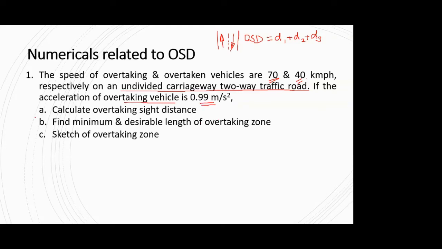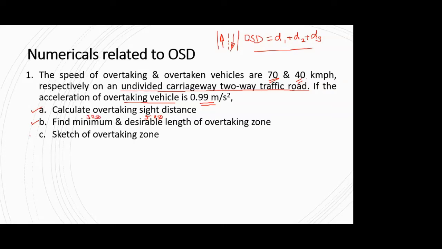And they have asked three things. First, you have to calculate the OSD, overtaking sight distance. So the formula will be this one. Okay. And D1, D2, D3, these three formulas you know very well. Then you have to find the minimum and desirable length of the overtaking zone. So we know desirable length is 5 times OSD, and your minimum length of overtaking zone is 3 times OSD.